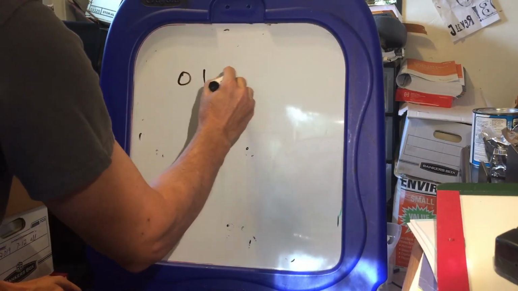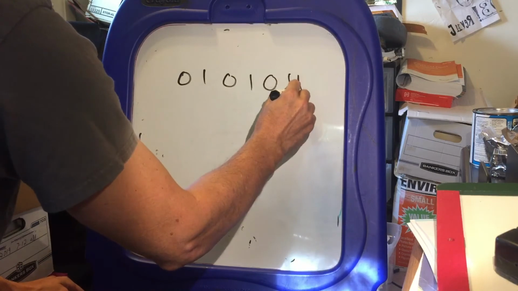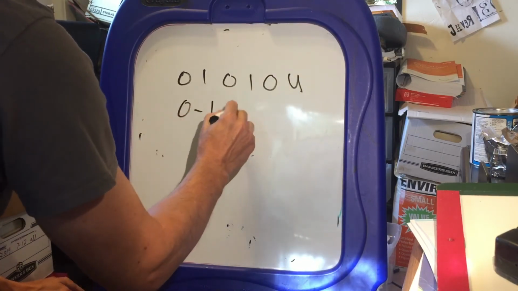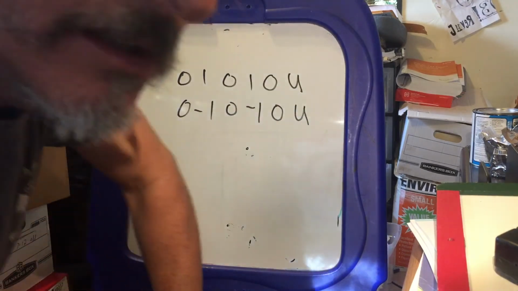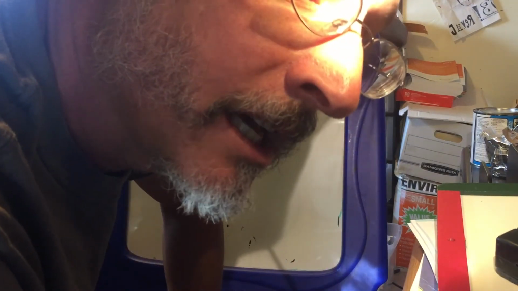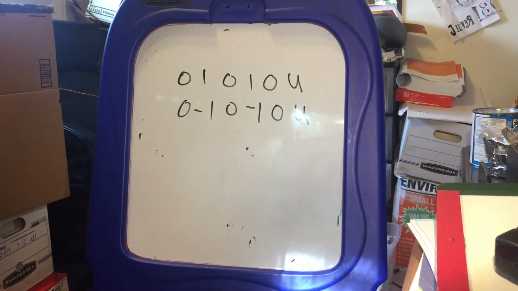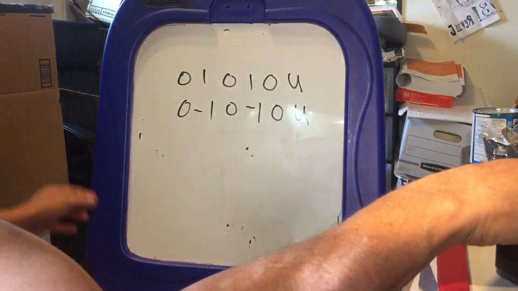0, 1, 0, 1, 0, undefined. 0, negative 1, 0, negative 1, 0, undefined. Now, I just did jingle bells with that, right? 0, 1, 0, 1, 0, undefined. 0, negative 1, 0, negative 1, 0, undefined.